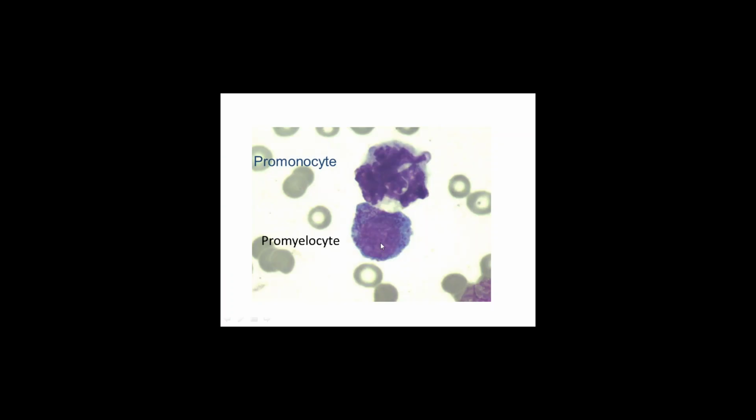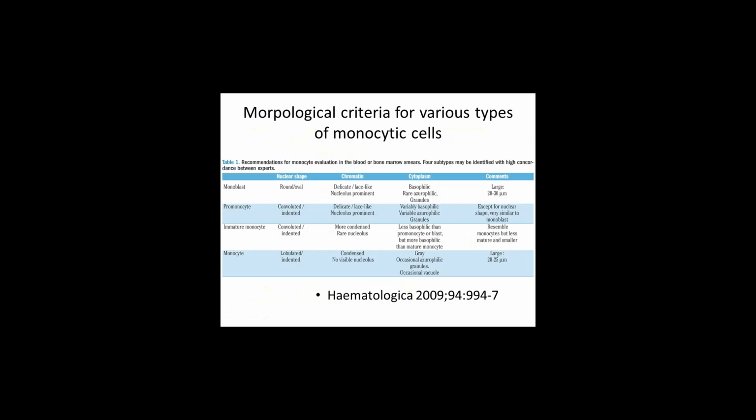To differentiate it from a promyelocyte: the promyelocyte will have a lot of granules. Promonocyte will have a nucleus which is very irregular with a sky blue cytoplasm. This is what I was referring to, how to evaluate a monocyte in a bone marrow or a blood smear.